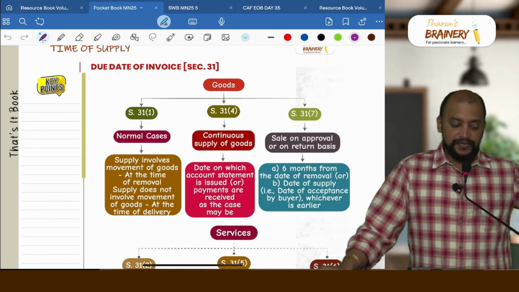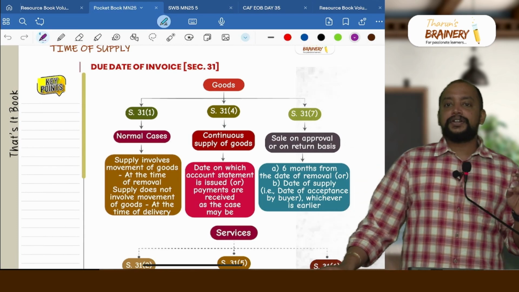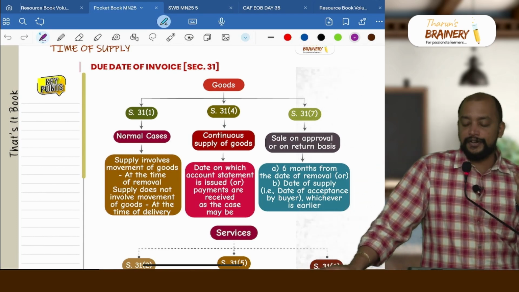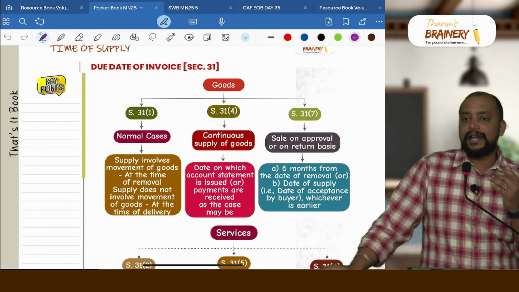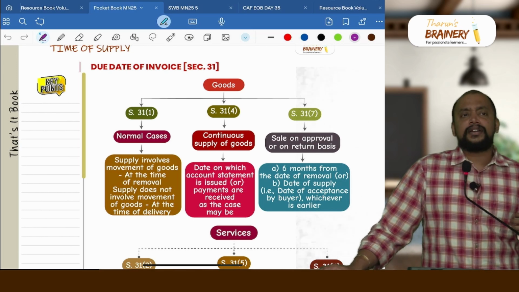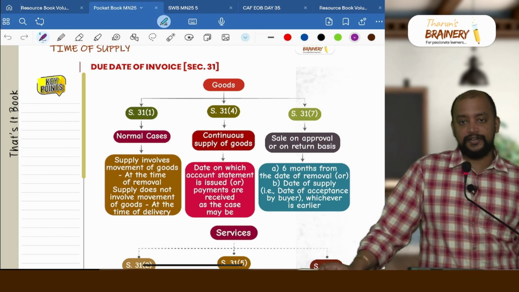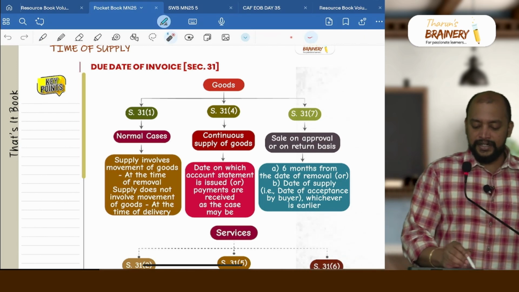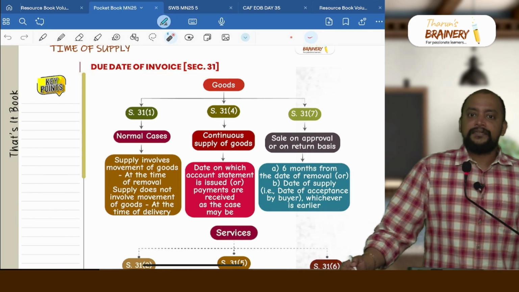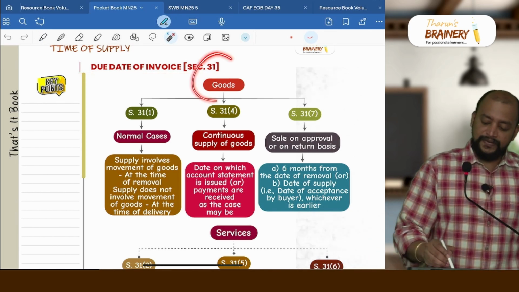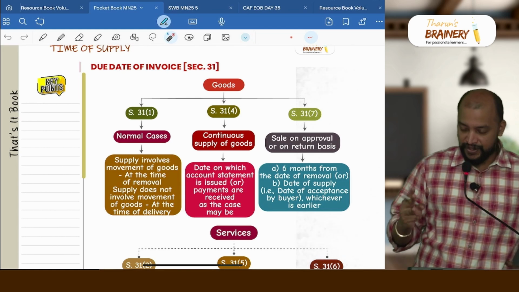Section 31 which deals with due date of invoice, section 12 which deals with time of supply in case of goods, section 13 time of supply in case of services, section 14 time of supply in case of change in rate of tax. First, section 31 which talks about due date of invoice. We have a total of 6 provisions. For goods we have 3 provisions, for services 3 provisions are there.